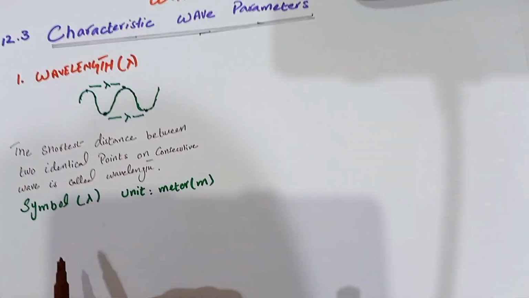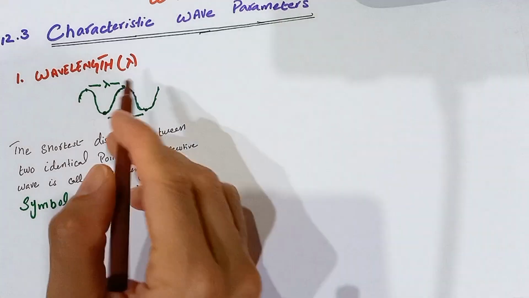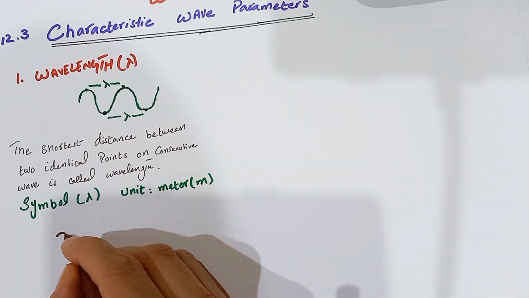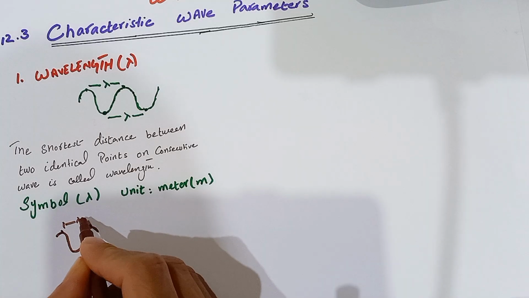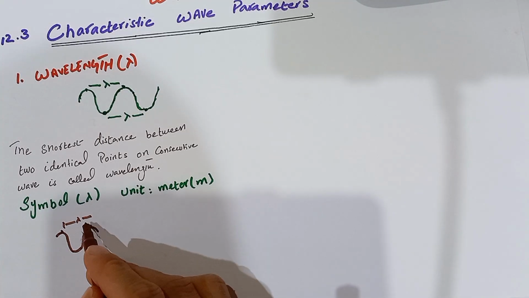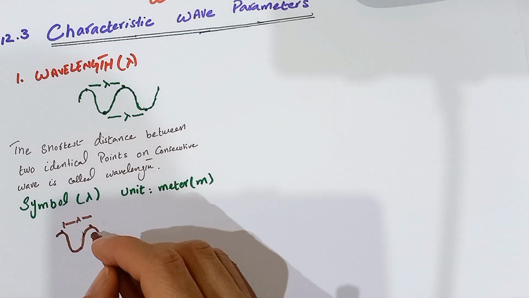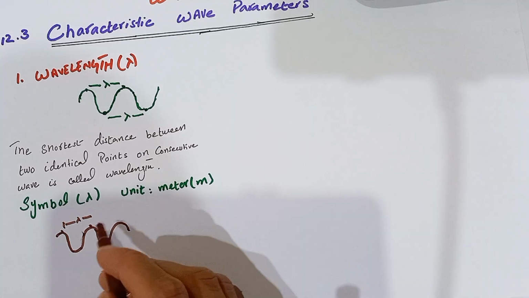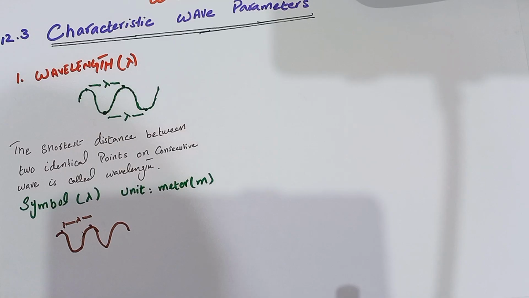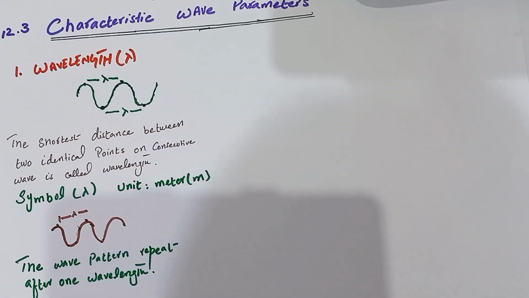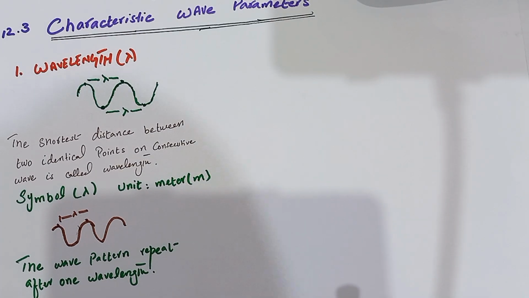One more important point about the wavelength is that the wave pattern repeats after one wavelength. Here we draw the wave. The distance between two identical points is lambda. So the wave repeats after that distance, the wavelength lambda. The wave first goes down, then it goes up; after that it goes down and goes up again. So it repeats itself after one wavelength. Here we write: the wave pattern repeats after one wavelength. So that is all about the wavelength.